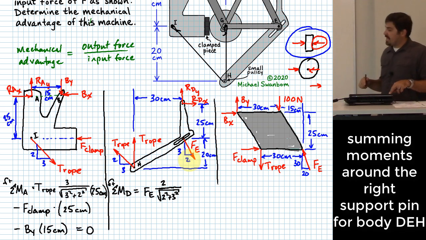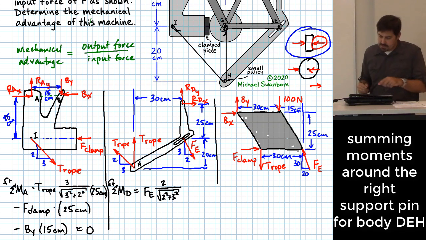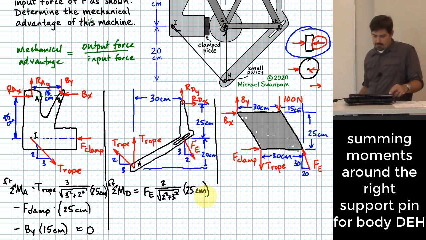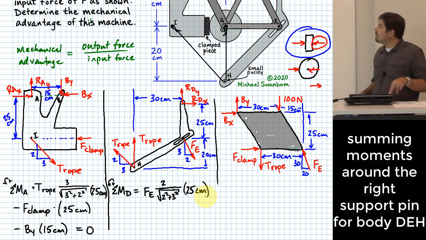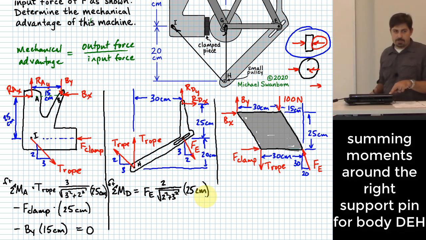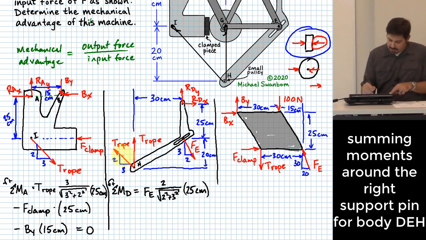Okay, is that a moment yet? We need to multiply by a distance. What distance should we use? 25 centimeters. Okay, now what? I've got two T ropes, right? Let's do the harder one first. What's the harder one? The one at a slope, right? It's a little bit trickier because both the vertical and the horizontal components create moments around point D, okay?